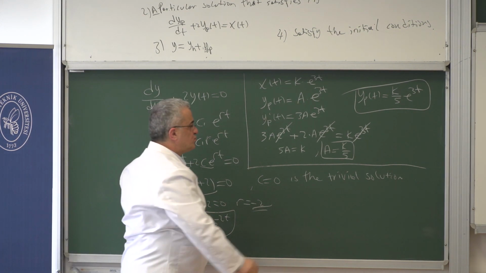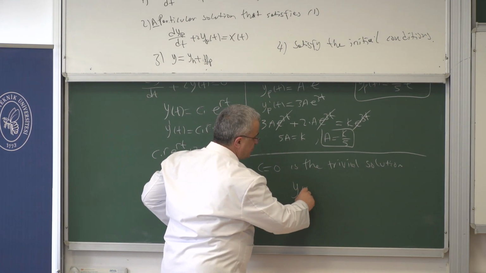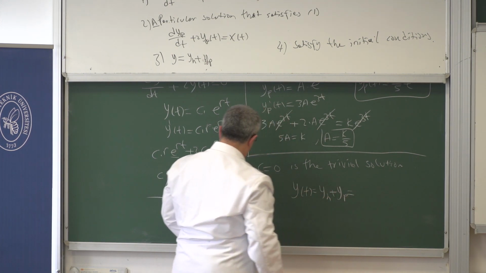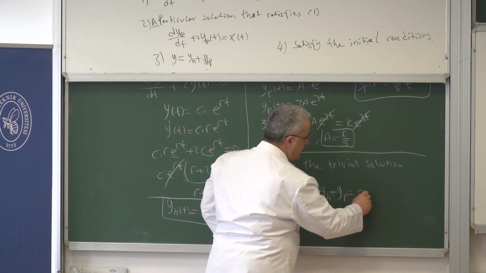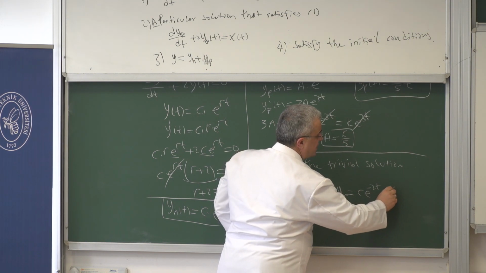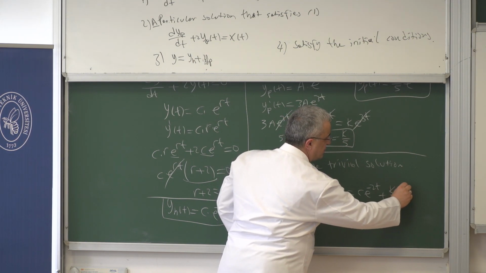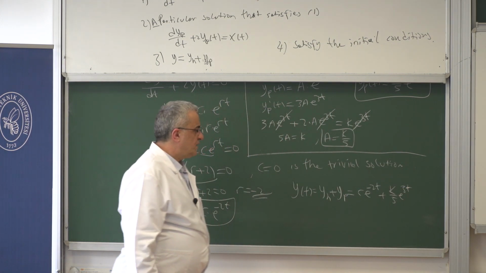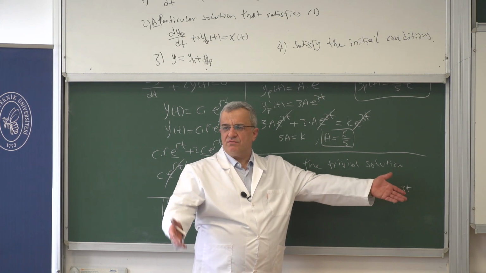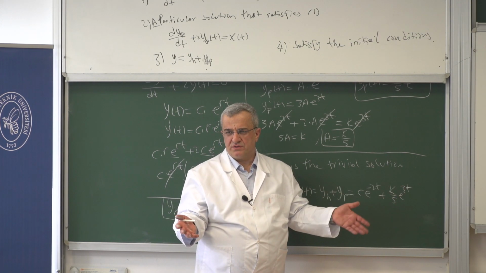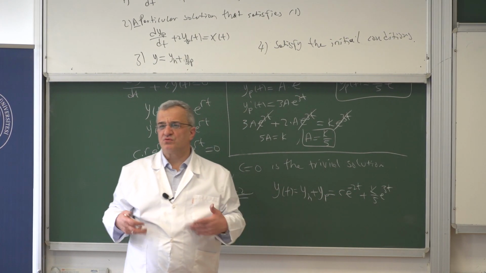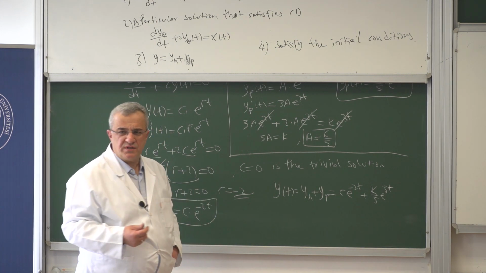Okay, what is then the solution? Y of t is equal to y homogeneous plus y particular, which is c e to the minus 2t plus k over 5 e to the 3t. What is k here? This is given, right? This is the input. So we have no control over it. Somebody inputs into the system. C is something for us to discover. How do we discover that?